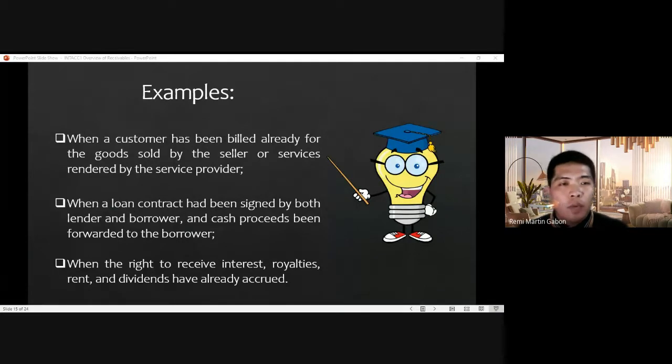The next is when the right to receive interest, royalties, rent, and dividends has already accrued. So go back to the concept of accrual. Accrual of interest, royalties, and other items. When we accrue interest, we debit accrued interest income and we credit interest income. Or sometimes our debit is to the interest receivable account. Accrued interest income or interest receivable, they're just the same.